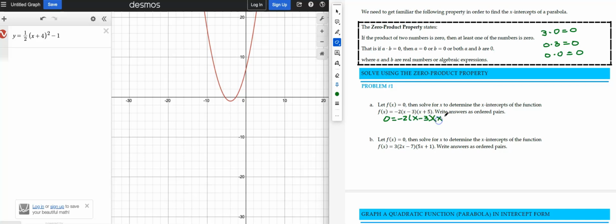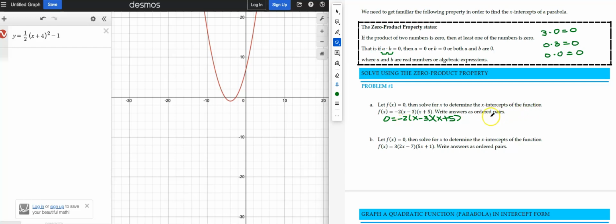And so all of these are factors. These are connected by multiplication. And that's what's happening here. They're connected by multiplication. So I'm going to take each of these factors and set them equal to 0 and solve to see what happens.